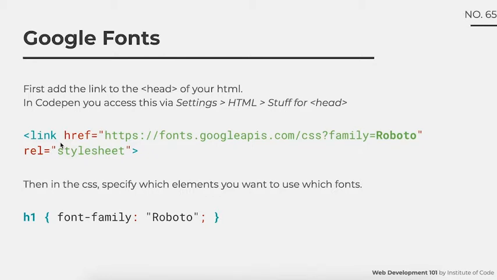Now to add our Google Fonts, there's 2 steps that we need to take. Remember in the last slide I said that we can only use web-safe fonts if we want to just add it straight to the CSS. So to use the Google Fonts is an extra step we need to take. We need to add a link to the head section of our HTML, and we'll learn later where that is. In CodePen, we access this via Settings, HTML, Stuff for Head, and we just paste in this link. You don't need to remember what this says because you'll copy and paste it from Google. Then we can specify in the CSS which font we want to use.